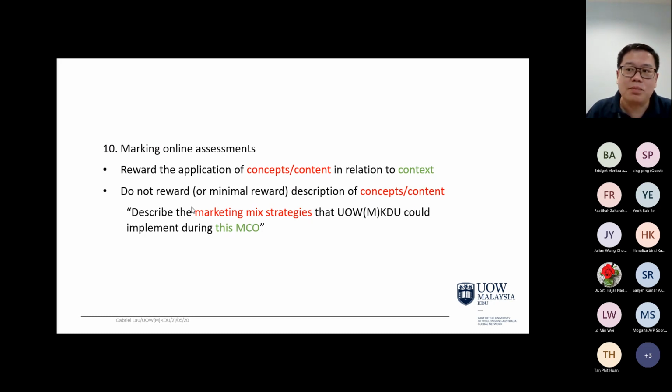For example, describe the marketing mix strategies that UOW MKDU could implement during this MCO. Then we reward it in relation to the context, how it solves this, and not just the description itself. That is one key guide when marking online assessments. It requires us to take it to the next level. For students at a lower level, this is good, because they are actually taking a next level.